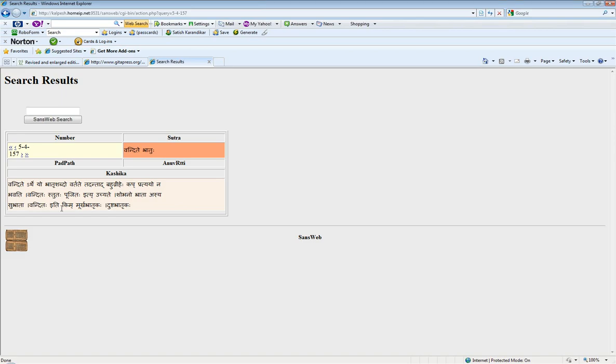Vandite iti kim? Murkha bhatrikaha, one whose brother is foolish. Murkha bhatrikaha: so then the kap will come here. Dushta bhatrikaha, one whose brother is kind of evil. So they will get the kap.